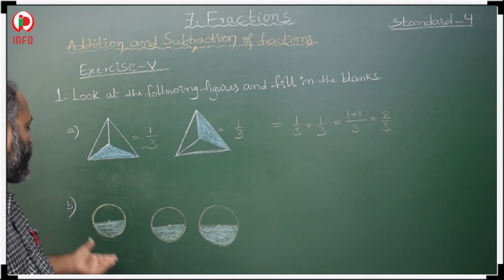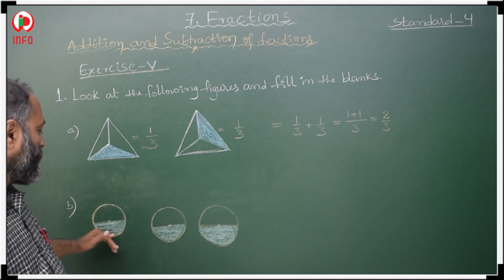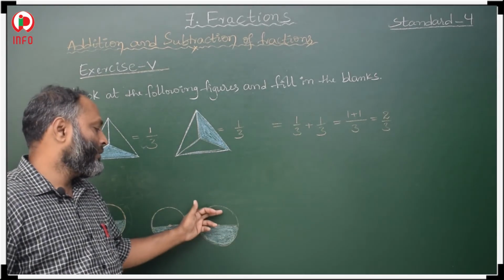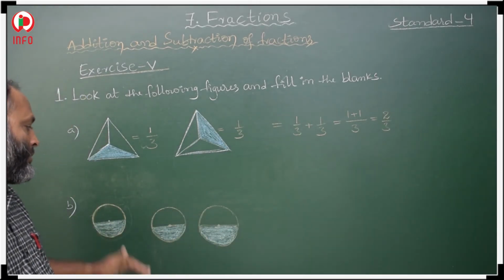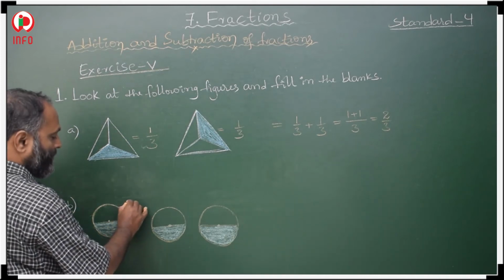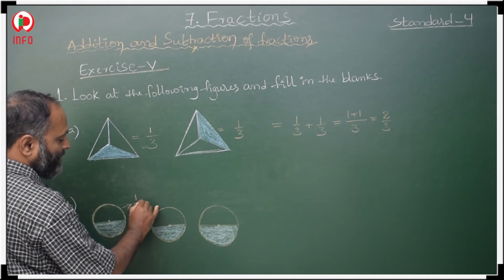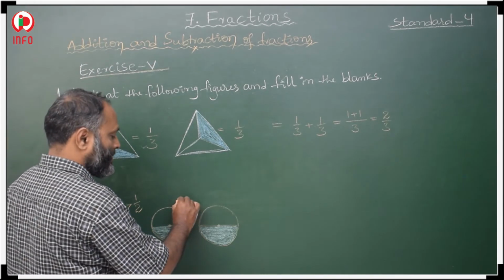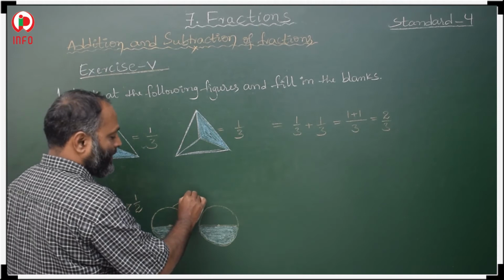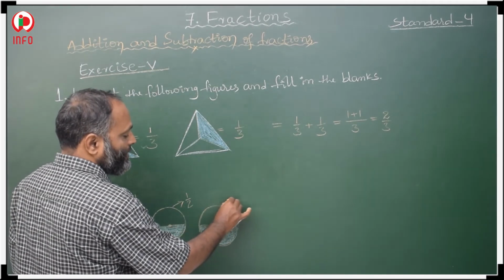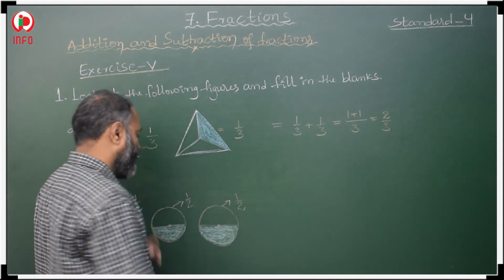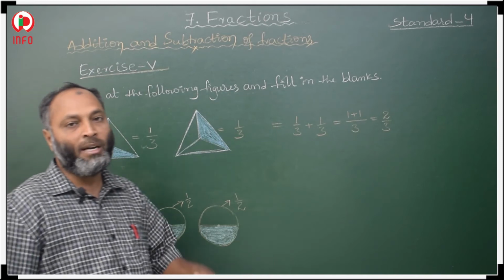Now next, see here, 3 circles are given. In the first circle we make 2 parts. In the second circle also we make 2 parts. Here also we made 2 parts. Out of 2 parts, one part is shaded. The shaded portion is 1 by 2. In total 2 parts, we shaded one part, that is 1 by 2. In this circle also we shaded one part, it is also 1 by 2. So in these 3, half of the part is shaded.